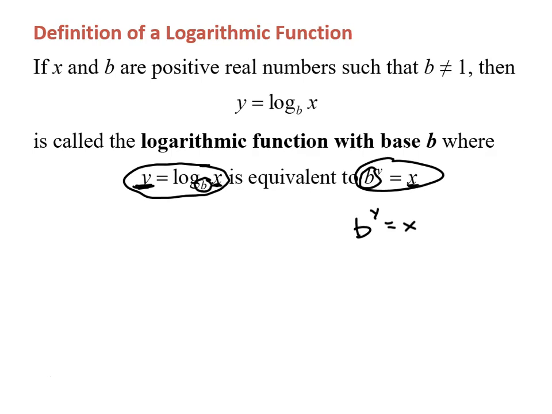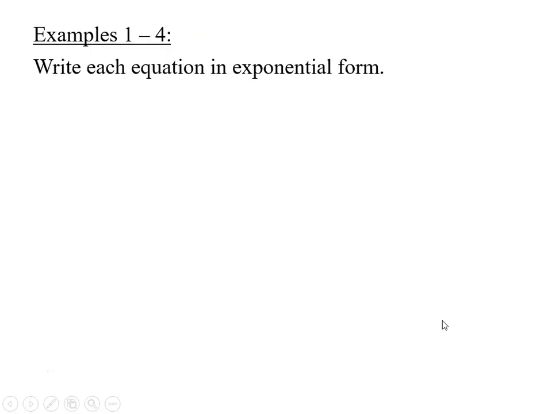I know it's a little bit hard with the variables, so let's look at it with some actual numbers. Again, these two mean exactly the same thing. A logarithm is the inverse of an exponential function. On each of these, we want to be able to write them in exponential form. Looking at the first one, you'll notice that this 4 is the base. So we have 4 as our base in our exponential form.